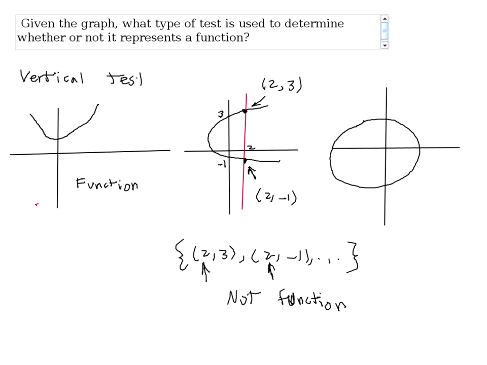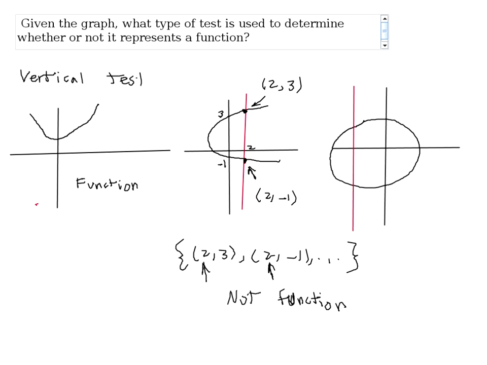No, if I draw a vertical test here, and I move this vertical test around, it's going to intercept my graph at more than one point all over, right? So the circle is not a function. That doesn't represent a function. How about the straight line?